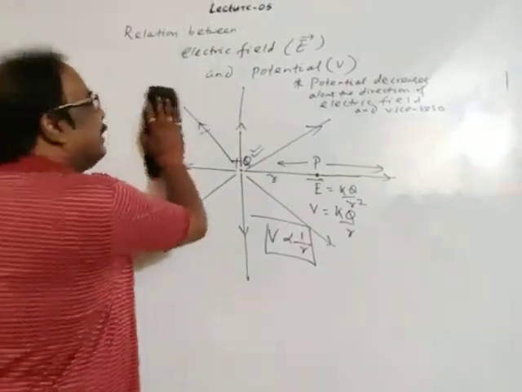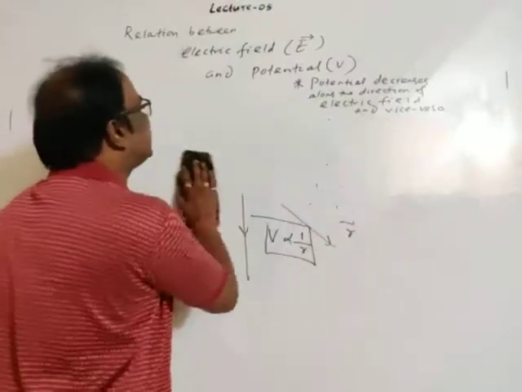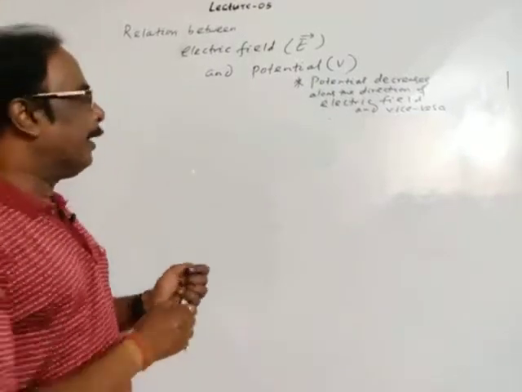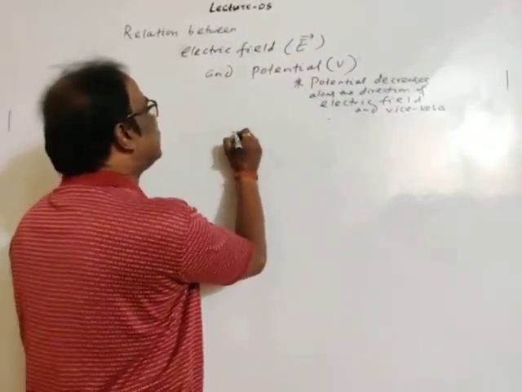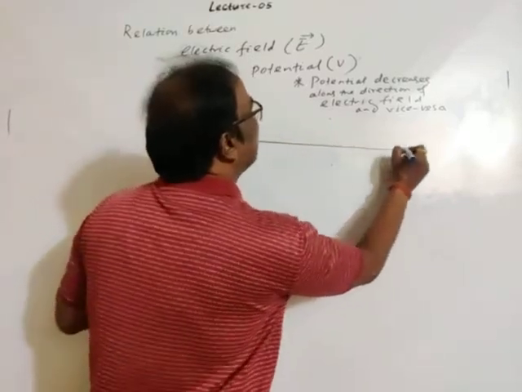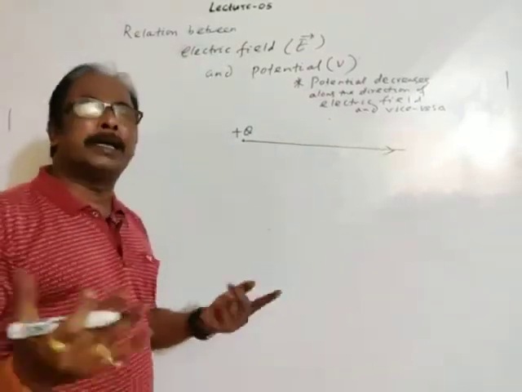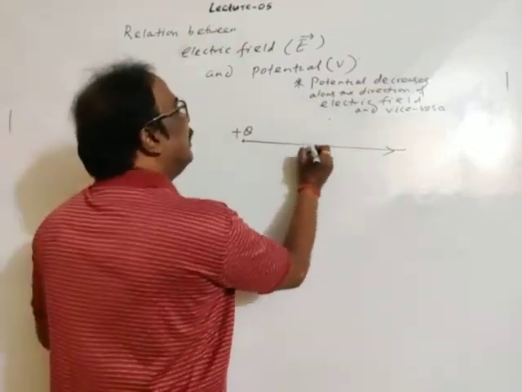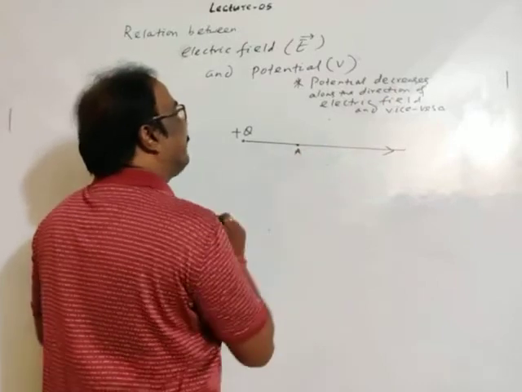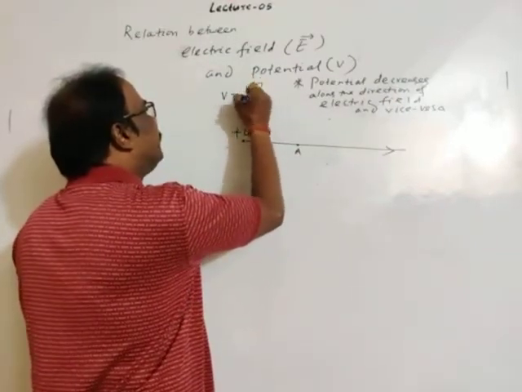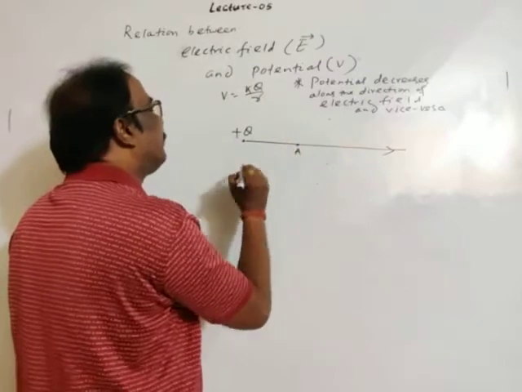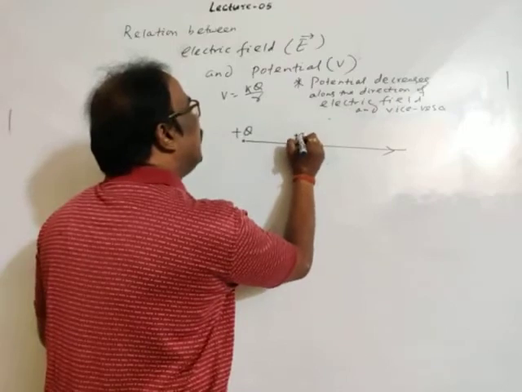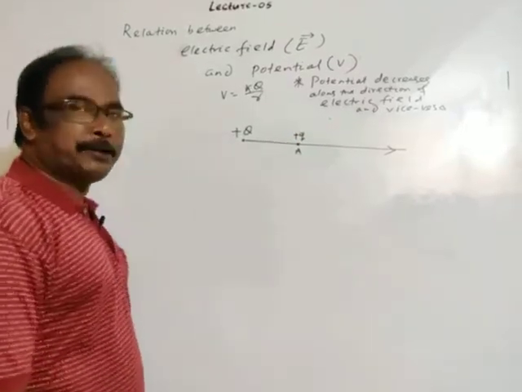Then our aim is to find the relation between electric field and potential. Very simple. Let's consider a point charge Q, and let's consider the electric field along this direction. You may consider any direction. This is any point A. As we know, potential is kq by distance. Let's place here a unit charge, means a test charge.